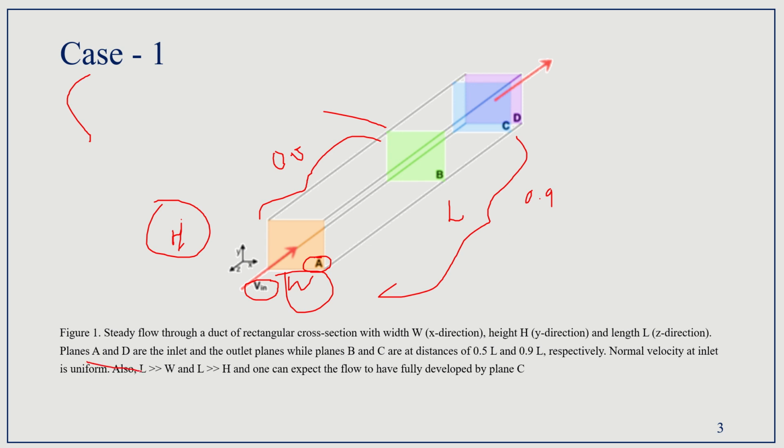So planes A and D are the inlet and the outlet planes, while planes B and C are at distances of 0.5 and 0.9 L. So plane B is exactly at the midpoint. Plane C is closer to the outlet plane. So we are saying that by the time the fluid reaches the plane C, it is expected to have a fully developed flow. And at plane A, normal velocity at inlet is uniform. So we will see the questions for this particular case.